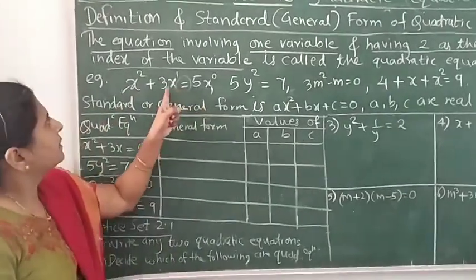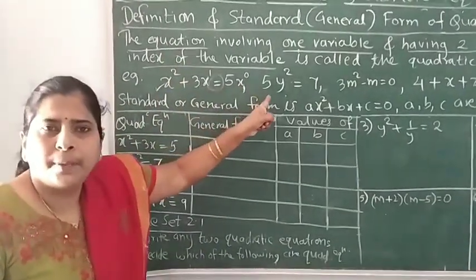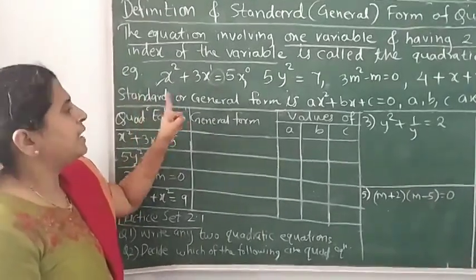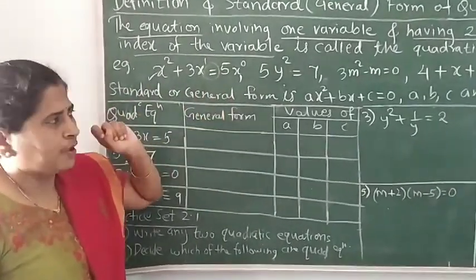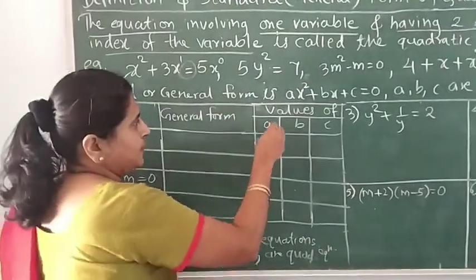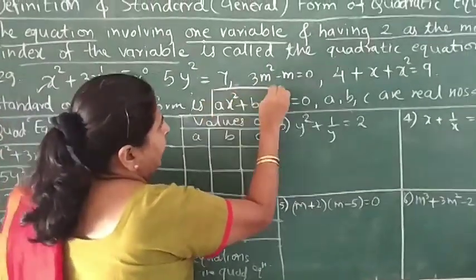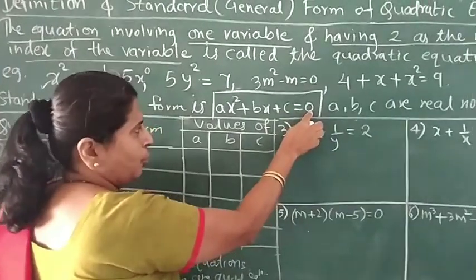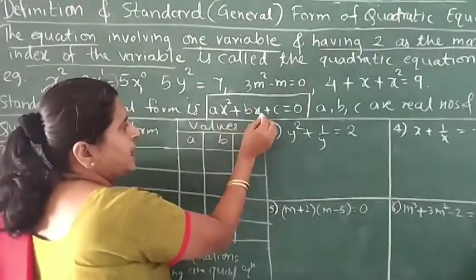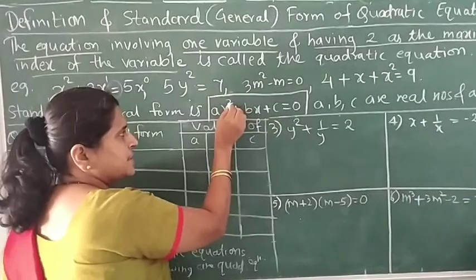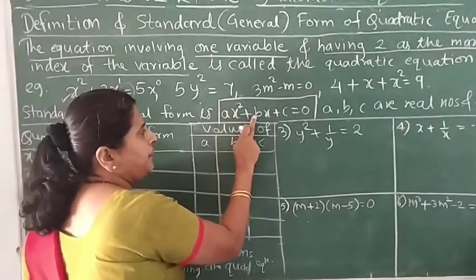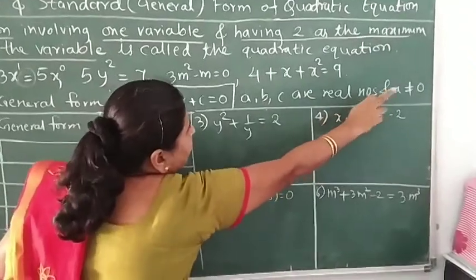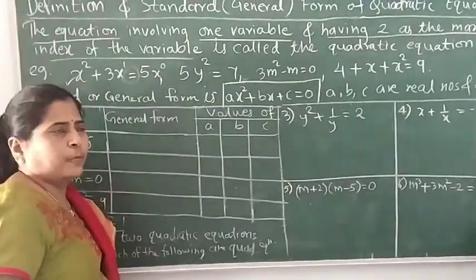So this is the definition and some examples of quadratic equation. Now let's come to see what is the standard or general form of the quadratic equation. Its general form is written in the form of ax square plus bx plus c is equal to 0, where x is the variable with highest power 2, and these a, b, c are real numbers, and a is not equal to 0.